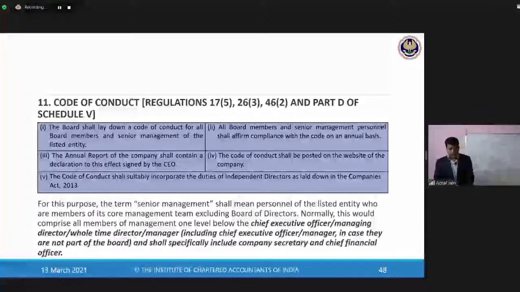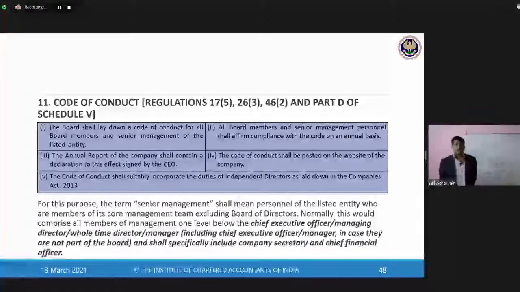Moving further on to code of conduct. So let's understand what is this code of conduct and how this is required to be maintained. Once again, it's the responsibility of the board of directors, who shall lay down a code of conduct for all the board members and the senior management of the listed company. It's up to the board of directors. All the board members and the senior management personnel shall affirm compliance with the code on an annual basis.